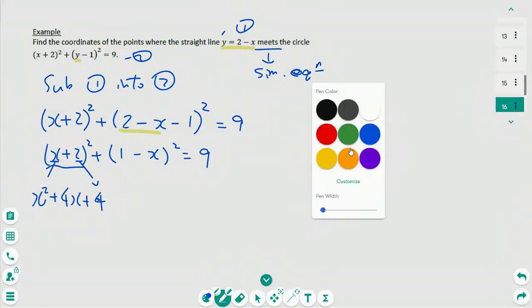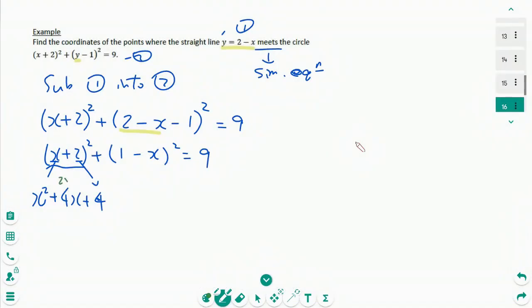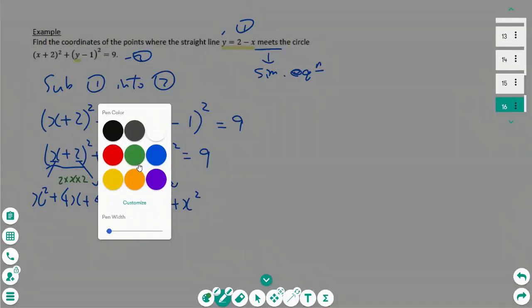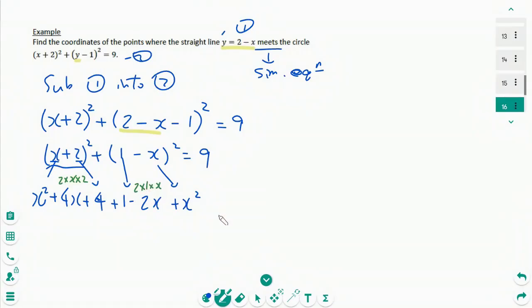Let me write this down. The middle term here is 2 times x times 2. I'll show you the other one as well: plus 1 squared, which is 1. For x squared with a minus, when you square a negative you get positive, so positive x squared. The middle term this time has a minus, so 2 times 1 times x is 2x, but it's negative because we have a minus in here. So minus 2x equals 9. That's a shortcut for expanding a square bracket.